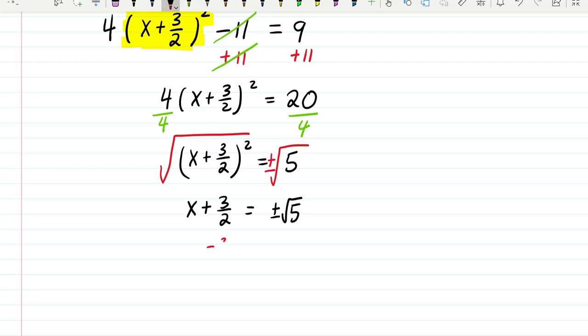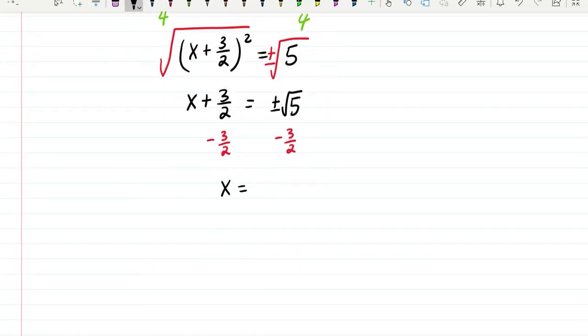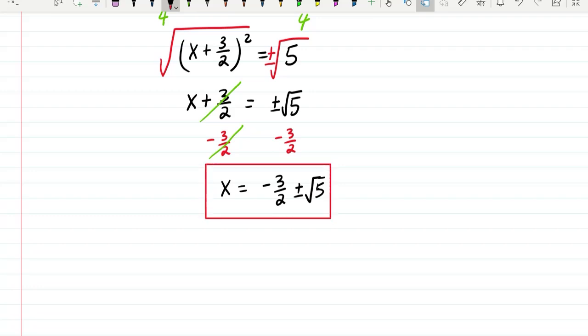Subtract 3 over 2 from both sides. We have x is, these are gone, x is negative 3 over 2 plus minus root 5. And that is the answer for this equation.